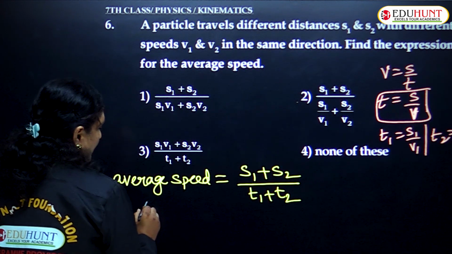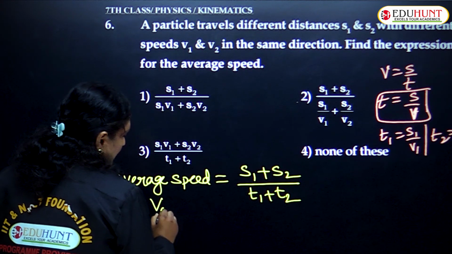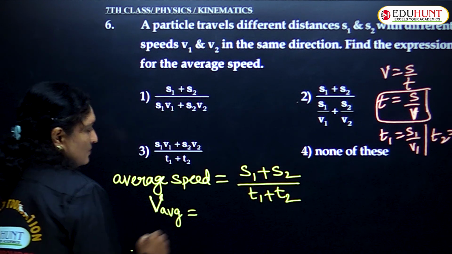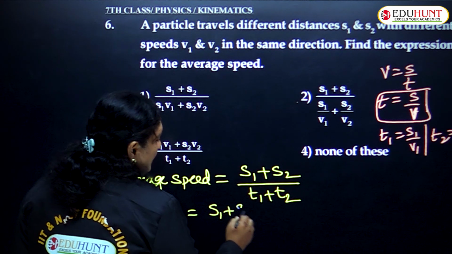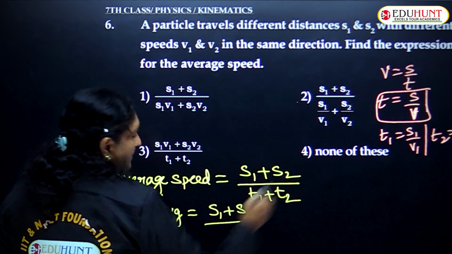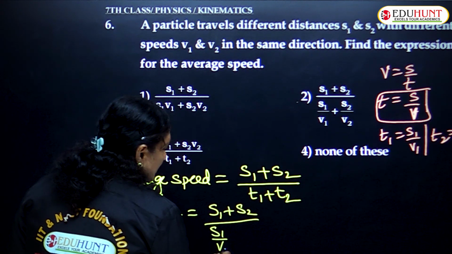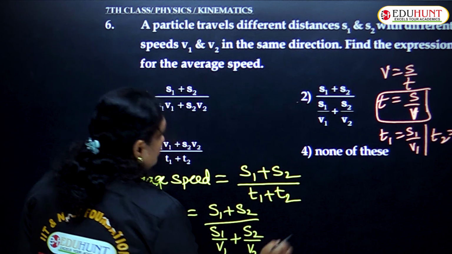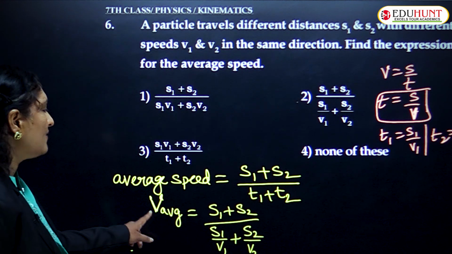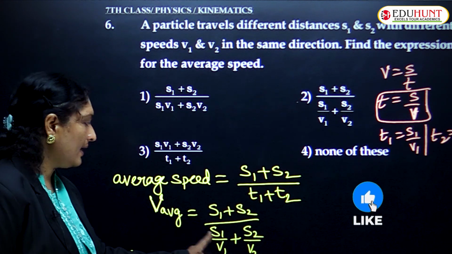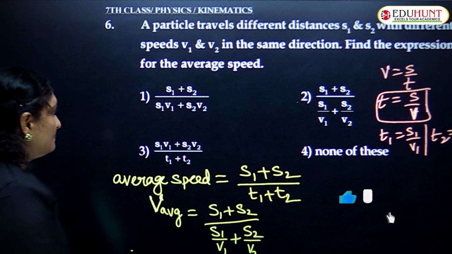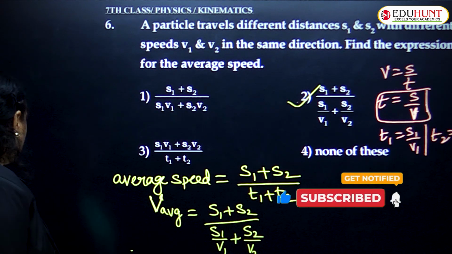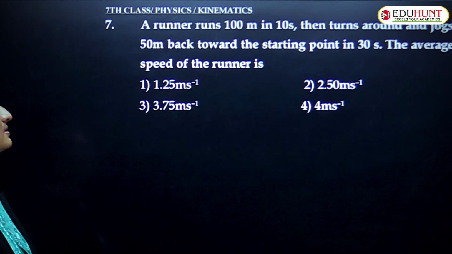Average speed, I can even write it symbolically like this. V indicates speed and this is average speed. It's nothing but S1 plus S2 upon T1, which can be written as S1 by V1, plus T2, which can be written as S2 by V2. Okay, children. So, the formula for average speed is S1 plus S2 by S1 by V1 plus S2 by V2. So, here goes your right answer. Okay, moving ahead, question number 7.